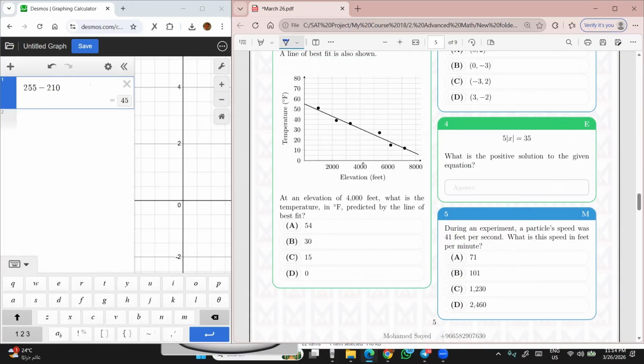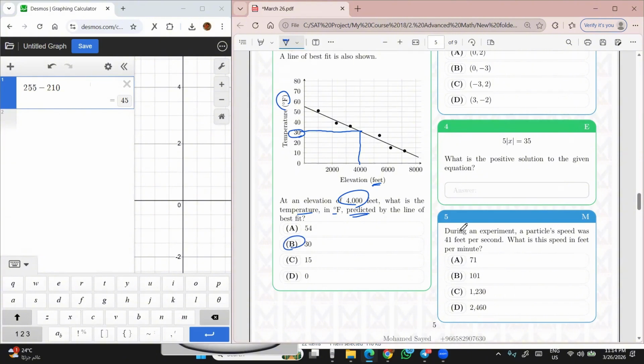For example, if we are talking about the number, let's say 1,000, when I say predicted, I will not go to this point. Predicted means stop at the line. So when I say predicted, you need to stop at the line, not the point itself. So at 4,000 feet, this is the feet, this is the 4,000, we go up here and we stop here. This point has a Y value of 30 degrees Fahrenheit. So the temperature in Fahrenheit is equal to 30, letter B.